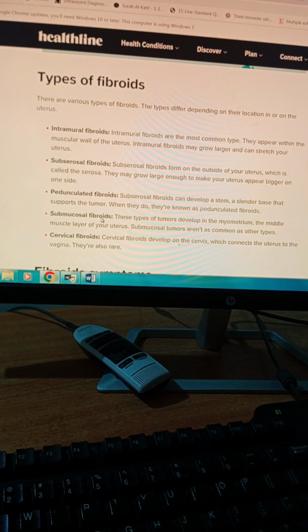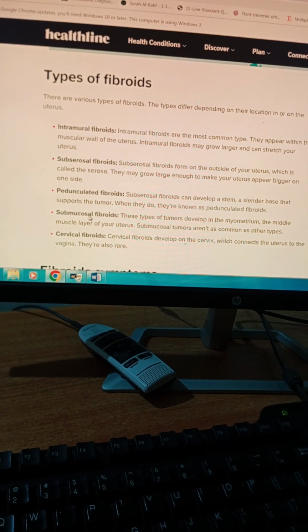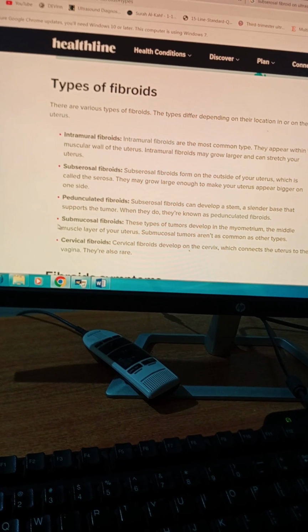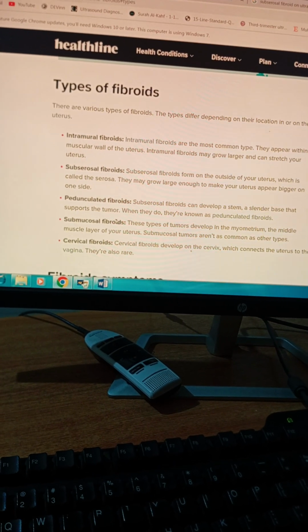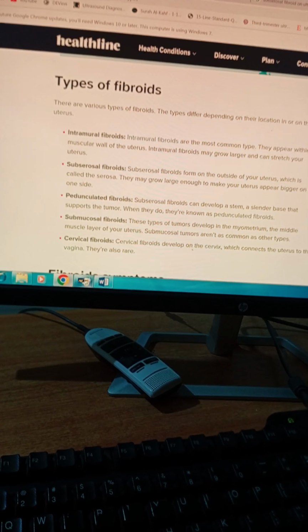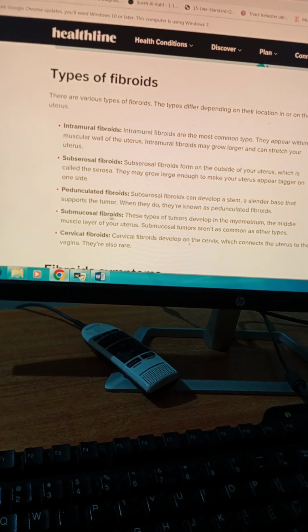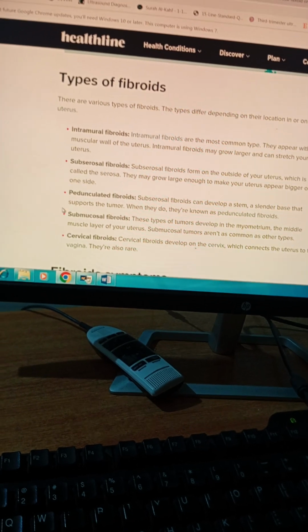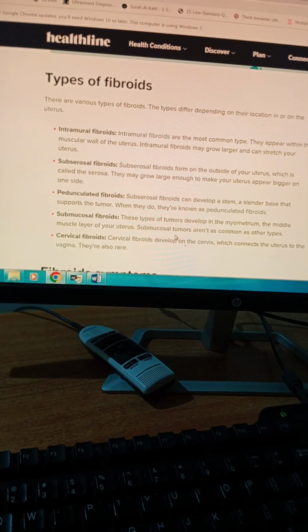Next is submucosal fibroids. These types of fibroids are rare and not as common as the others and can cause heavy bleeding and pain to the patient. These grow within the myometrium and endometrium and can grow bigger. They need surgery and they push the endometrium, which causes heavy bleeding to the patient.